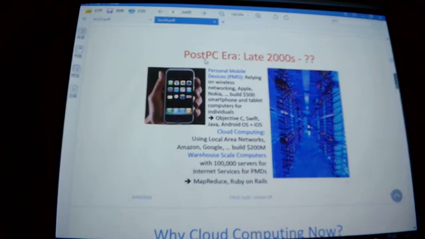The PostPC era. What is PostPC? PostPC is mobile PC, mobile, and we can see this is the cell phone. The use of the cell phone becomes more and more powerful. This smartphone is like a microcomputer.